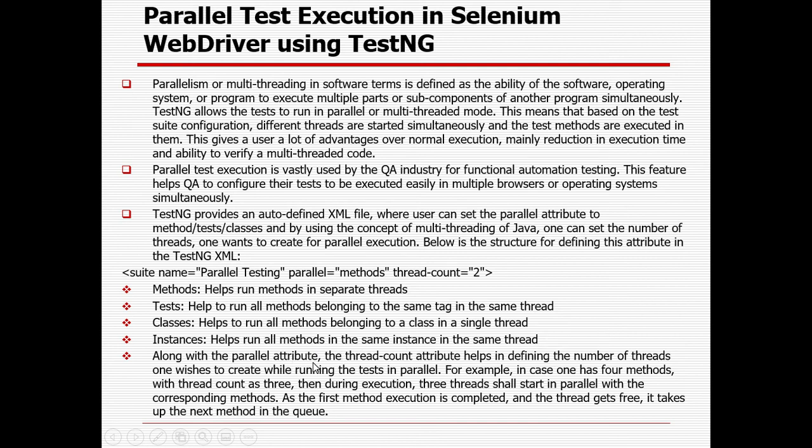Along with the parallel attribute, the thread count attribute helps in defining the number of threads the user wishes to create while running the tests in parallel. Suppose you have 10 test cases and you are using only 5 threads. Obviously, the first 5 threads will pick up the first 5 test cases.